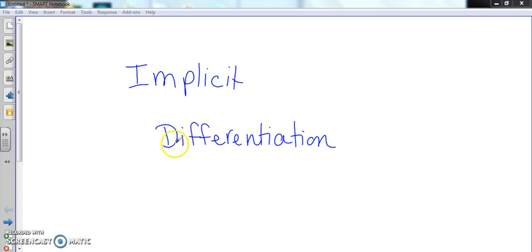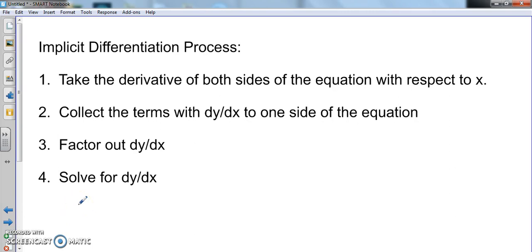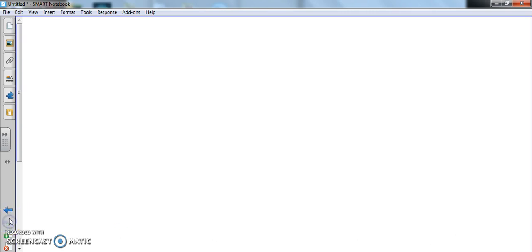Okay, so what we're going to do today is review the implicit differentiation rules. You have a four-step process. The first step, you need to take the derivative of both sides of the equation with respect to x. Then collect the terms with dy/dx to one side of the equation, factor out the dy/dx, and then solve for dy/dx. I know this seems very confusing, so let's do some examples.